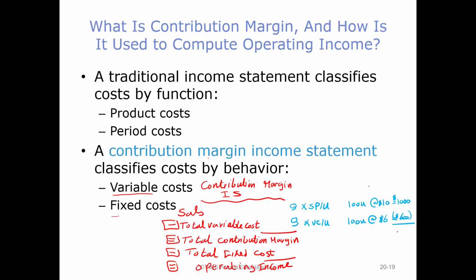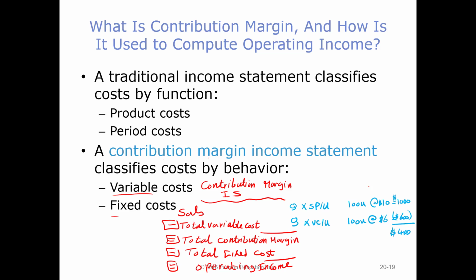So the contribution margin will be $400. What is contribution margin? Contribution margin is whatever is remaining from sales after covering the variable cost, which will start to contribute in covering all or part of the total fixed cost. This is why it is called total contribution, because it contributes. It may cover part or all of the fixed cost.